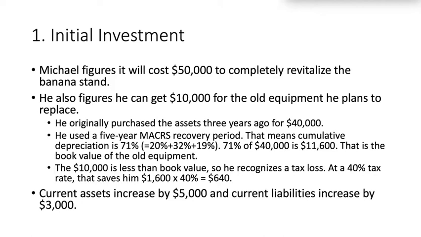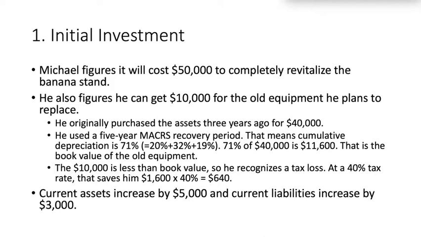And that's going to be $40,000 minus cumulative depreciation, which is going to be totaling 71%. So, if you look at the first 3 years on the schedule, it's 20%, 32%, and 19%. We add those together to get the cumulative amount, subtract that from the $40,000, and we get $11,600. So $11,600 represents the book value, which is the purchase price minus the accumulated depreciation.